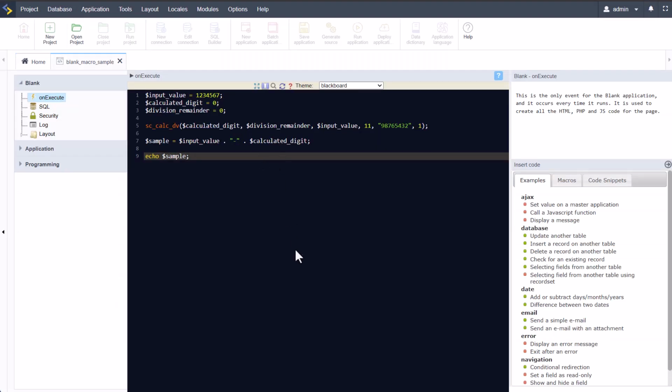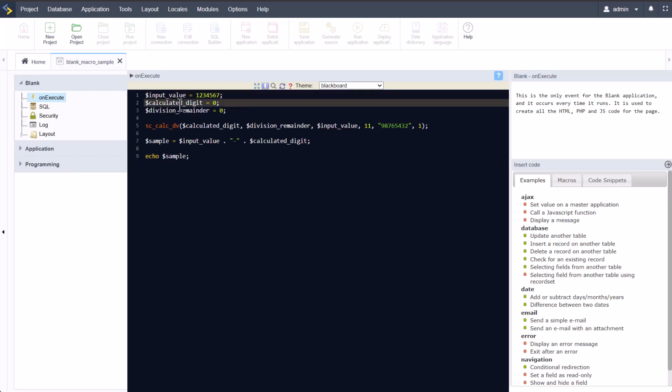So I shall open up here my macro sample, and you see here I have already started creating a little sample here for you. So we have our input value, which would be 1, 2, 3, 4, 5, 6 and number 7, and this is the digit. So this is the first variable that will store the final calculated verifier, if that makes sense to you. Okay, so that's what we're calculating basically. And then we have our next value here, our calculated digit. Now that is 0, our division remainder or reminder, and that is 0.